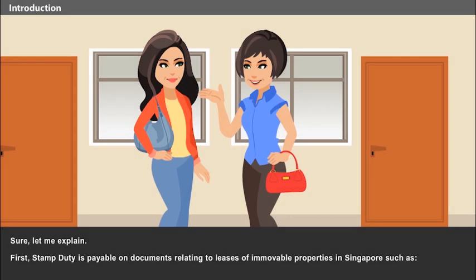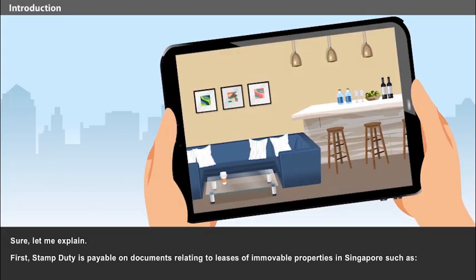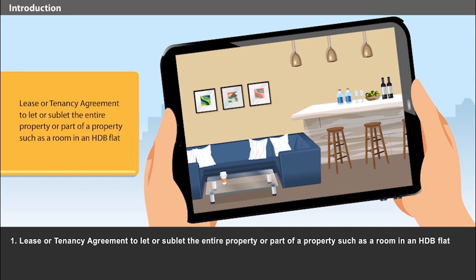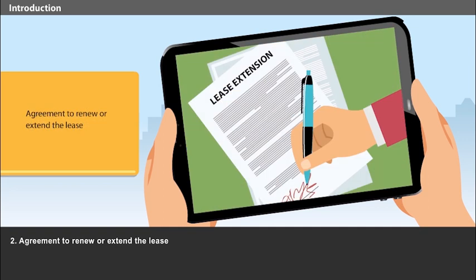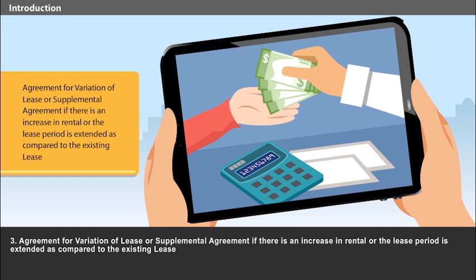Sure, let me explain. First, stamp duty is payable on documents relating to leases of immovable properties in Singapore, such as: 1. Lease or tenancy agreement to let or sublet the entire property or part of a property, such as a room in an HDB flat. 2. Agreement to renew or extend the lease. 3. Agreement for variation of lease or supplemental agreement if there is an increase in rental or the lease period is extended as compared to the existing lease.